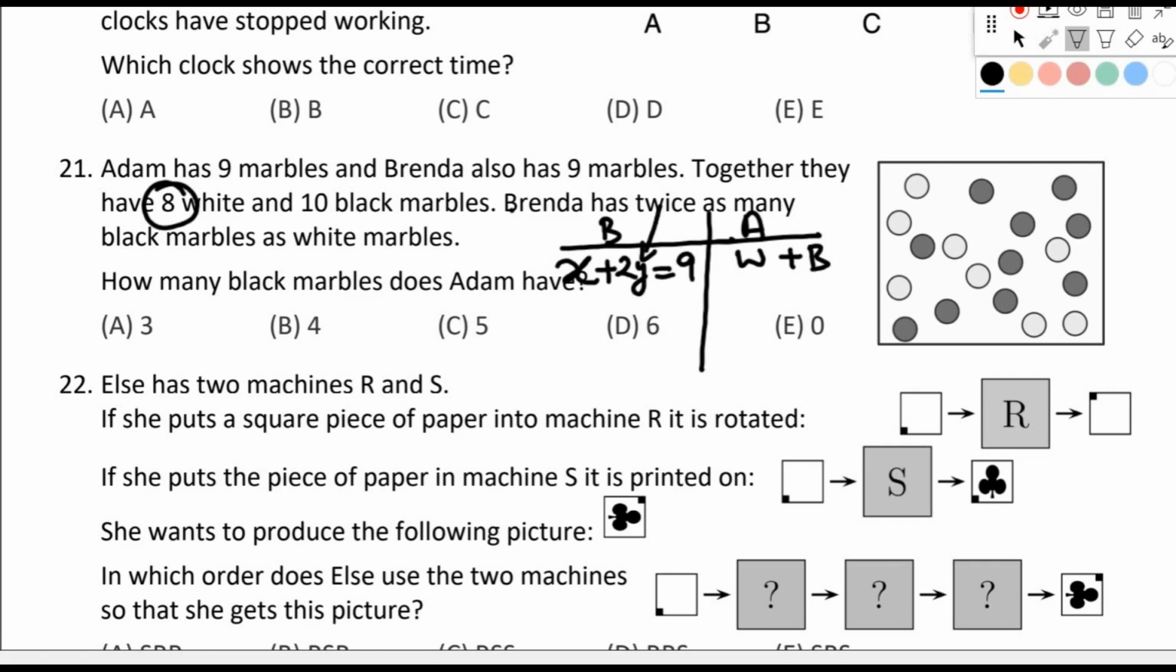So if y is 2, 2 times 2 is 4. So then x will become 5. Its meaning is Brenda has 5 white marbles. In that case, Adam should have 3 white marbles because totally there are 8 white marbles. And then each of them have totally 9 marbles. So 3 plus 6. So Adam has 6 black marbles. So in this option, yeah, 6 is there. So Adam has 6 black marbles. That's the 21st question. Moving ahead, 22nd question.